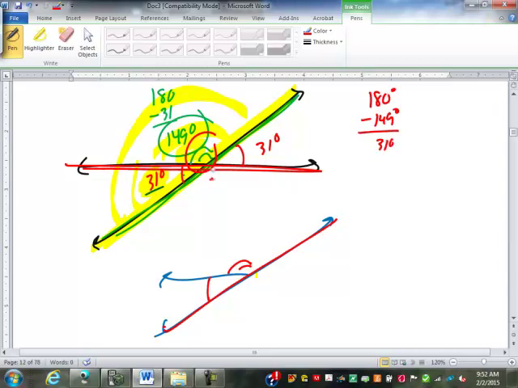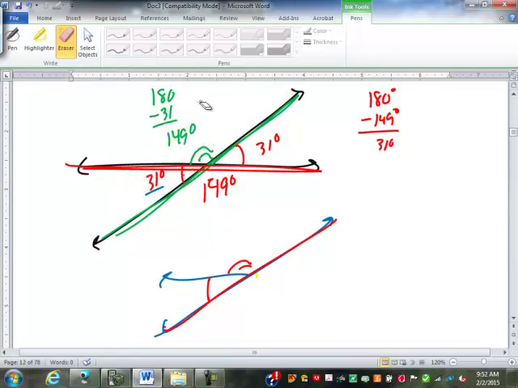Anybody want to guess what this one down here has to be? 149. Because those 2 add up to a straight line as well. When you have 2 intersecting lines, like I said, you end up with 4 pairs of supplementary angles because you have straight lines going in every direction. So when 2 lines intersect, there are 4 angles that are formed, but only 2 unique angles. These 2 have to be the same, and these 2 have to be the same as each other.